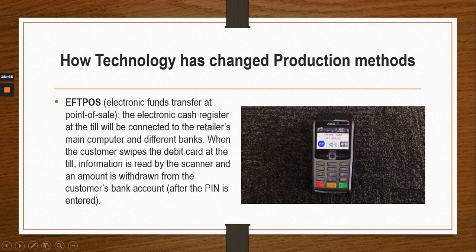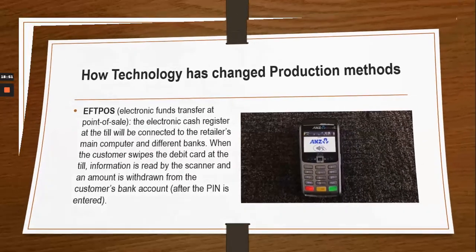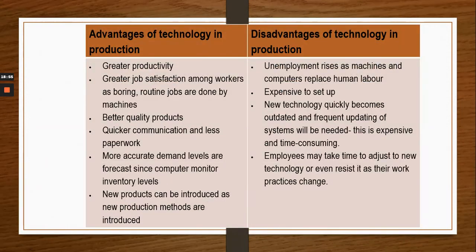So let us look at our final slide, and we're looking at advantages and disadvantages of how technology has changed the methods of production. Now basically we're going to be brief to remain within our time, where we have 1 minute to go through this. Now there is always greater productivity, and whenever there is greater productivity, it means efficiency and reduced average cost of production. Then it gives greater job satisfaction among workers.